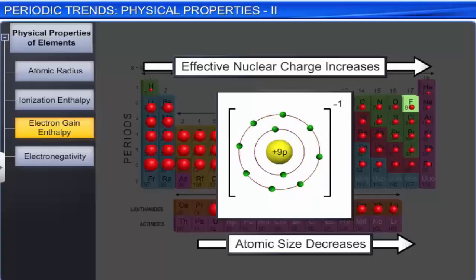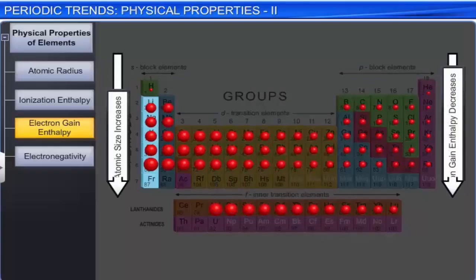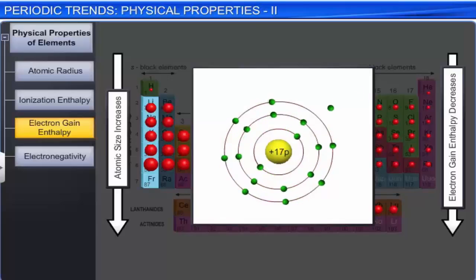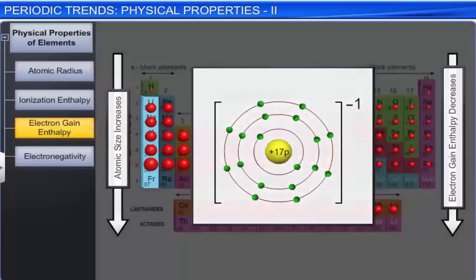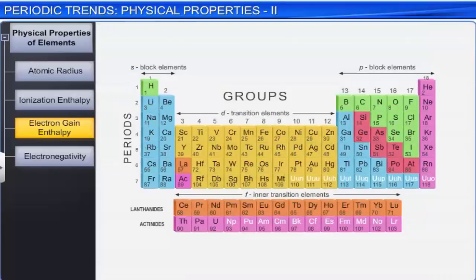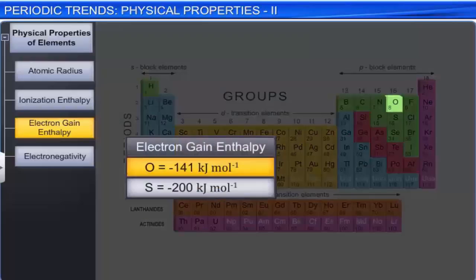The electron gain enthalpy decreases down a group because of the increase in the size of the atom, and also the added electron would be further away from the nucleus. However, there are exceptions to this rule. For example, the electron gain enthalpy of oxygen is less negative than that of the succeeding element sulfur. And the electron gain enthalpy of fluorine is less negative than that of the succeeding element chlorine.